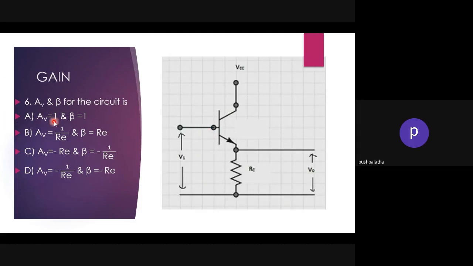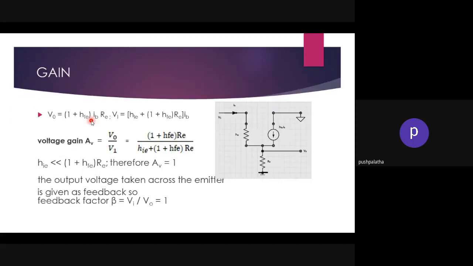It's a unity gain amplifier. It's a buffer and it's a unity gain amplifier. Clear? So your AV equals 1 and beta equals 1. So it's easy. This is actually a 0.5 mark question, a half mark question. Okay, so we'll go to the next problem.